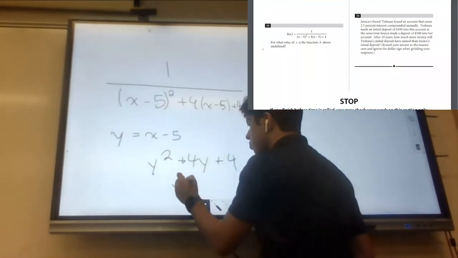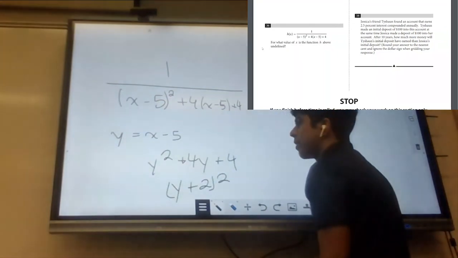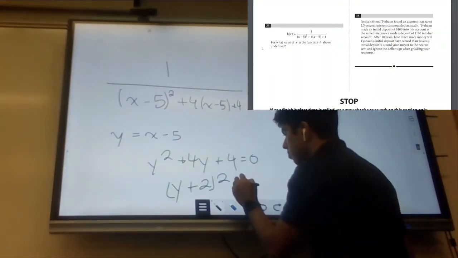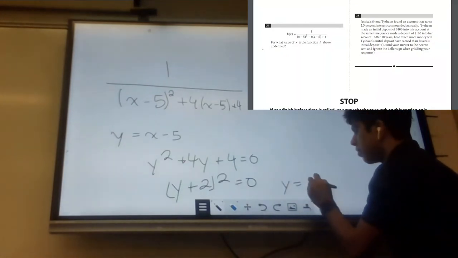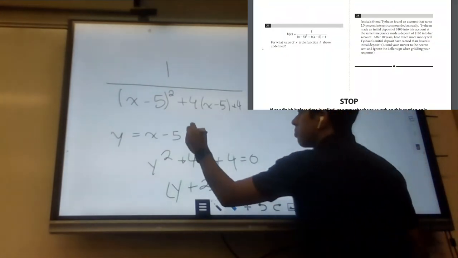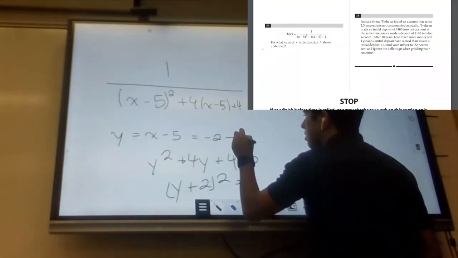This is y plus 2 squared. And it's supposed to equal 0, right? So that means that y plus 2 equals 0 and y equals negative 2. So if y equals x minus 5, which equals negative 2, then that means that x is going to equal 3.